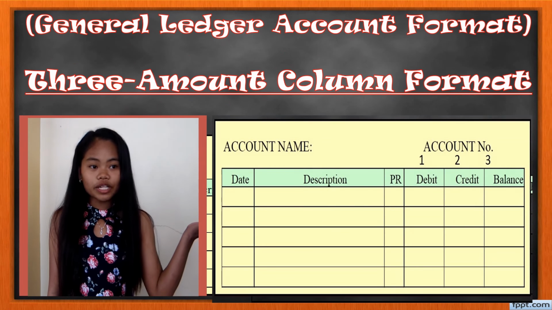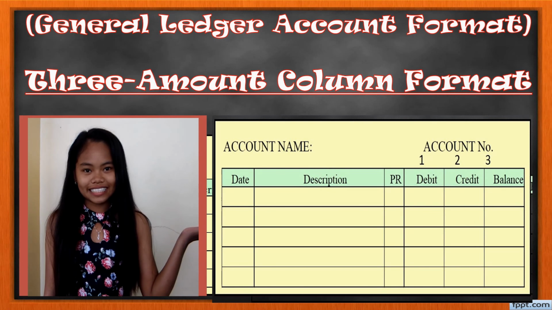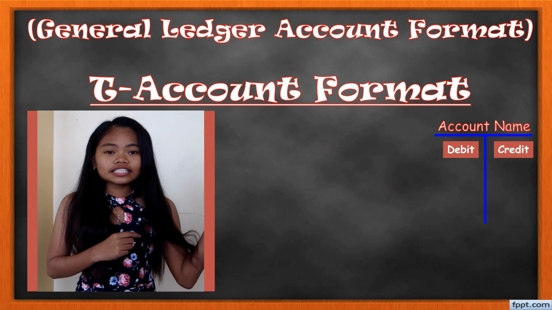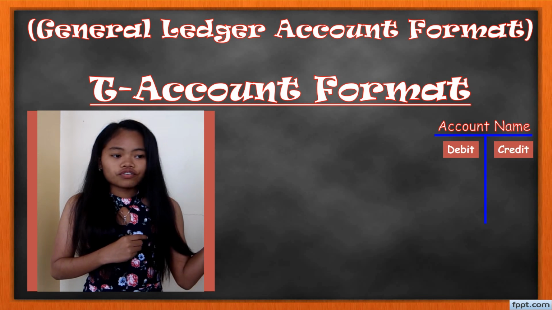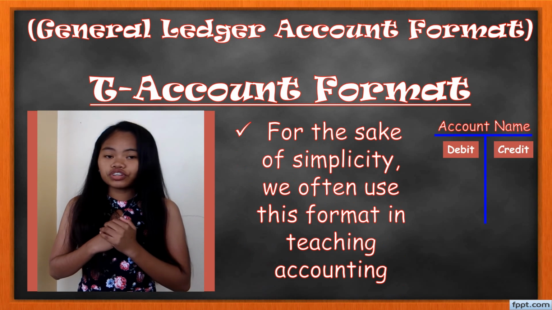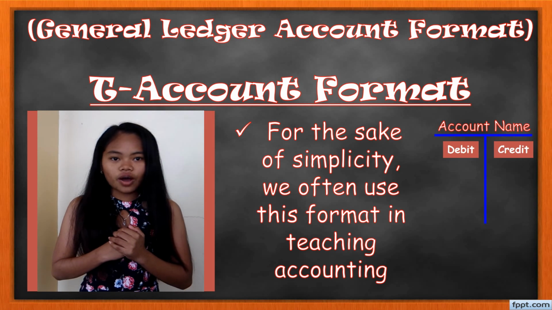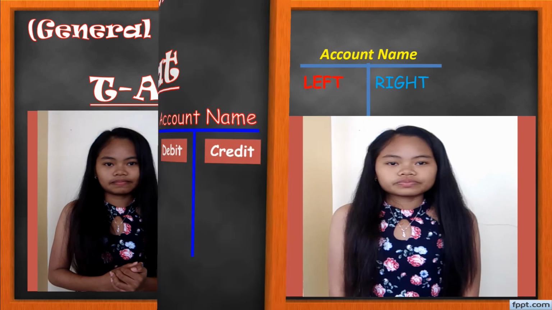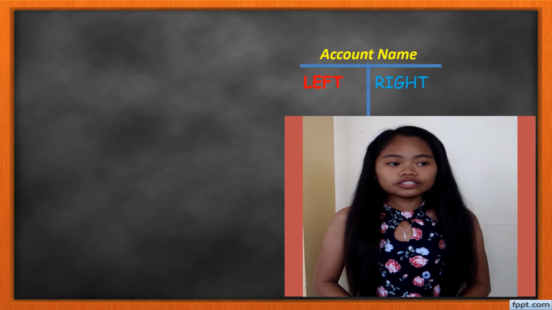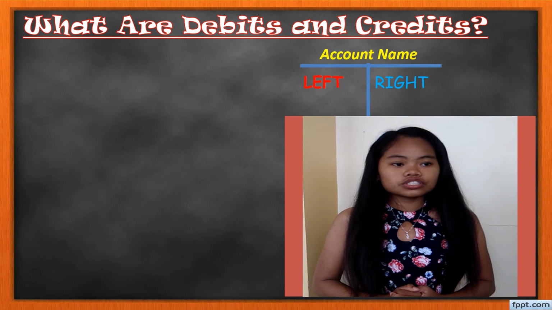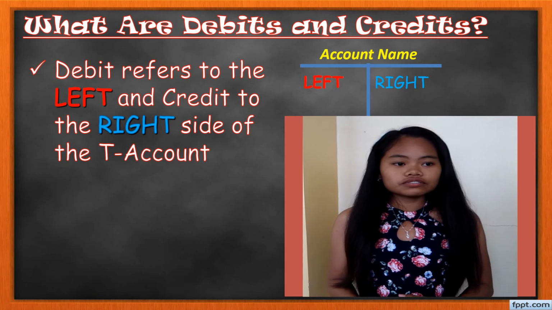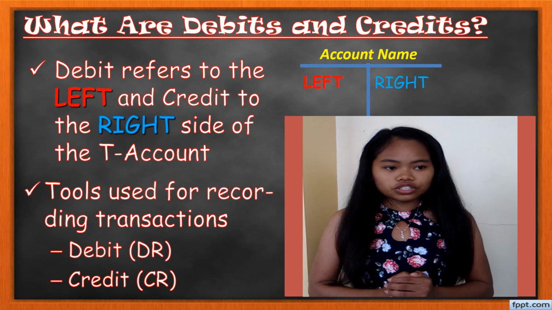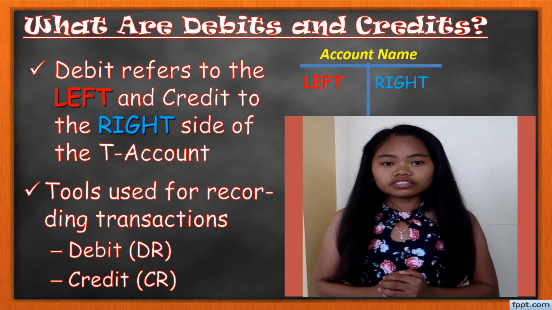This is an example of the 3-amount column format. This is an example of the T-account format. For the sake of simplicity, we often use this format in teaching accounting. What are debits and credits? Debit refers to the left and credit refers to the right side of the T account. Tool used for recording transactions, debit or DR, credit or CR.